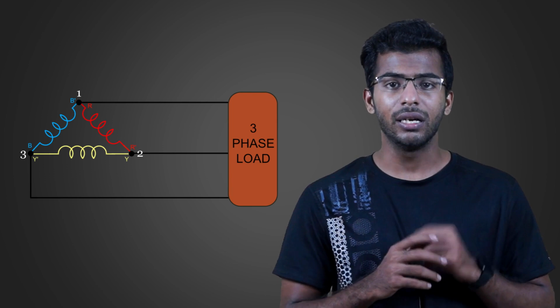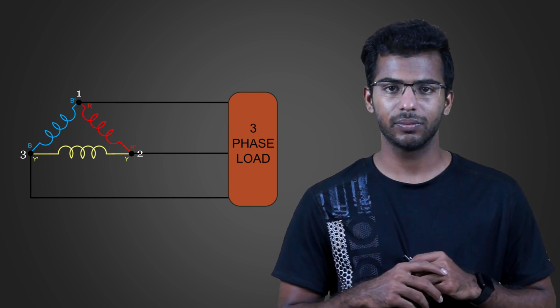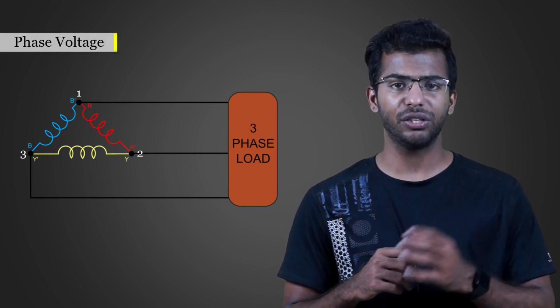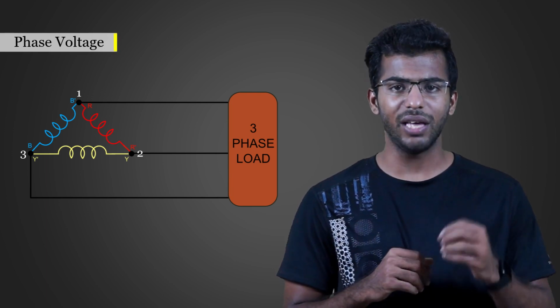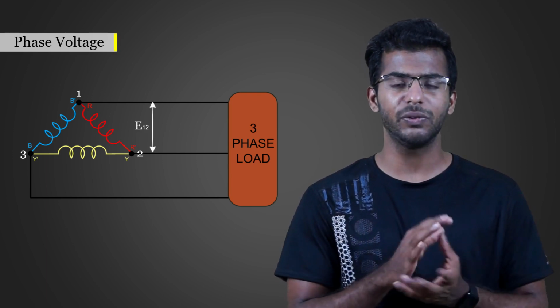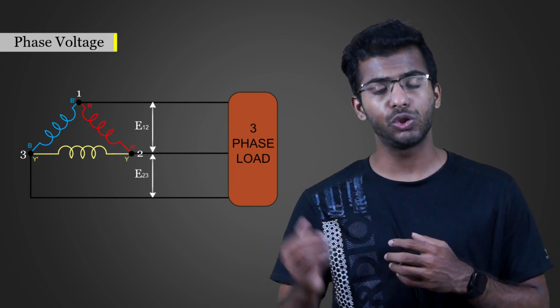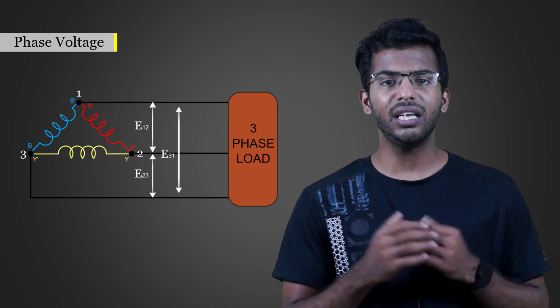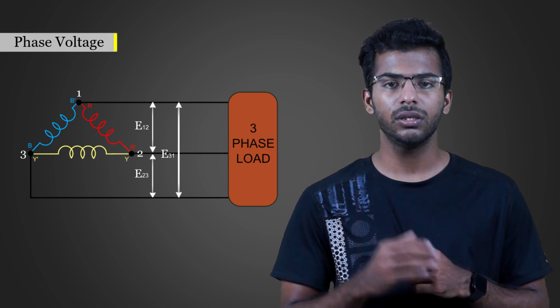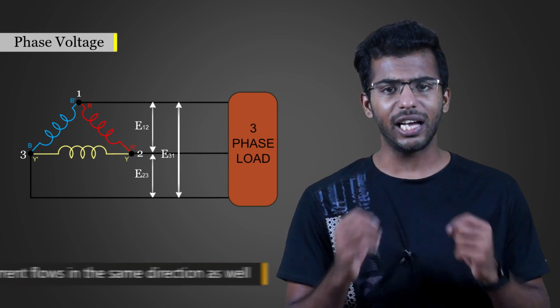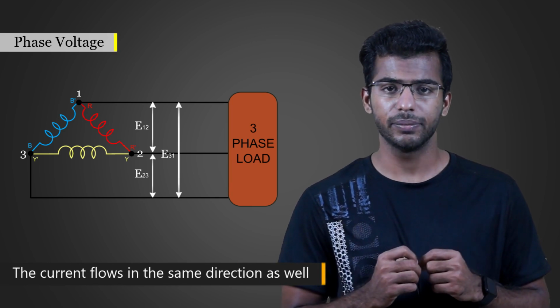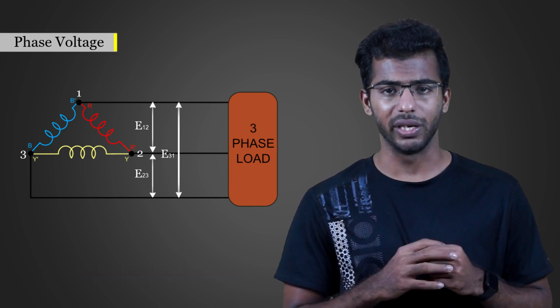Now let us look at the line and phase voltages. The phase voltages in delta connection are like this. We have E12, the voltage between terminals 1 and 2, E23, the voltage between the terminals 2 and 3, E31, the voltage between terminals 3 and 1. The current flows in the same direction as well. These are the phase voltages.